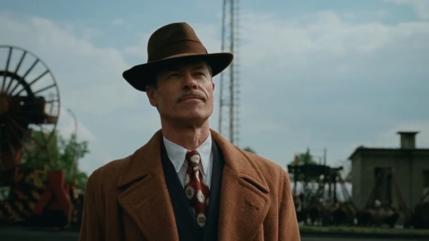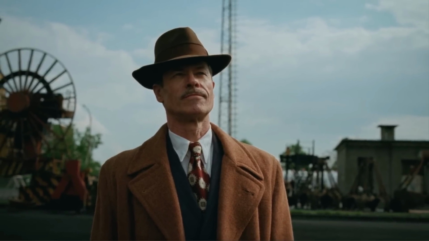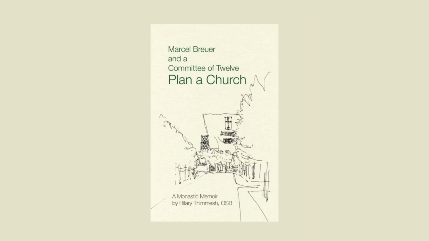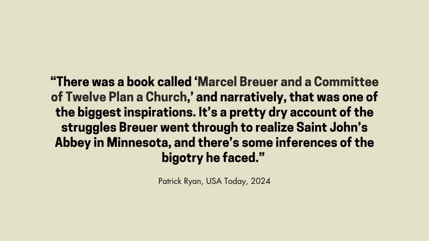In the film, Harrison Van Buren, who is also not a real person, commissions Laszlo to build a community center. That part is based on a true story. Filmmaker Brady Corbett said, "There was a book called Marcel Breuer and a Committee of 12 Plan a Church, and narratively that was one of the biggest inspirations. It's a pretty dry account of the struggles Breuer went through to realize St. John's Abbey in Minnesota, and there's some inferences of the bigotry he faced.